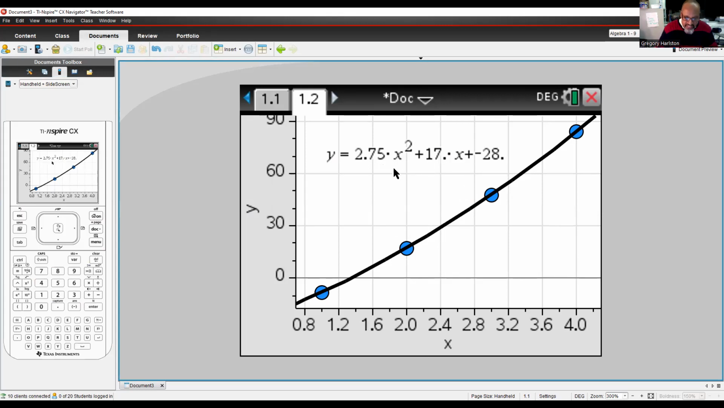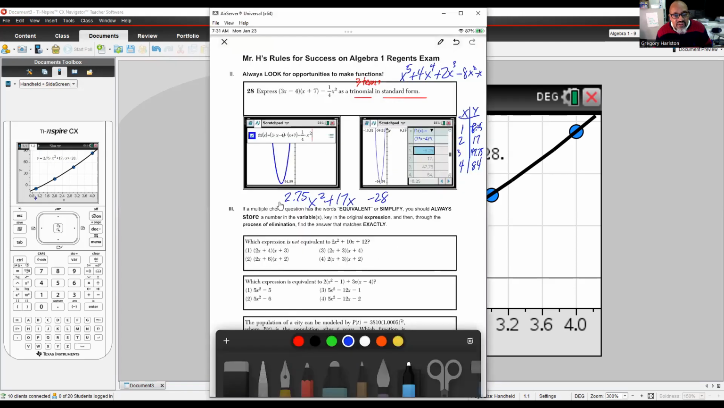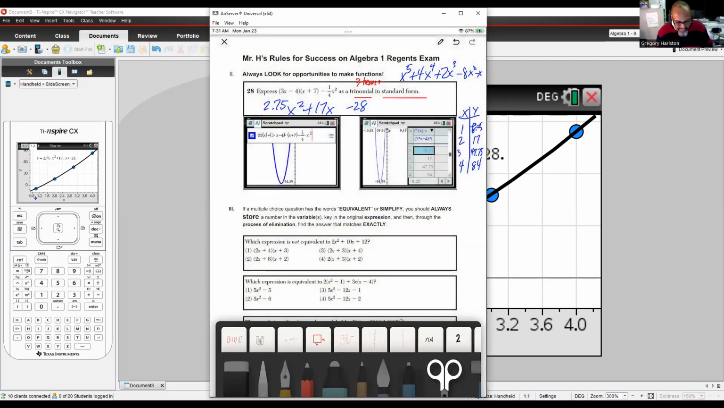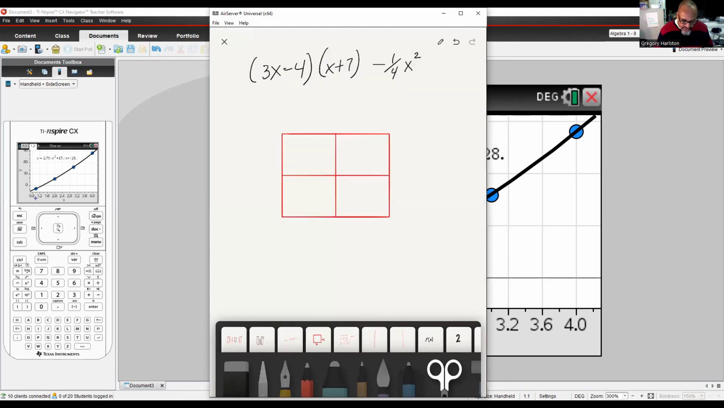So the answer for this is going to be 2.75x squared plus 17x minus 28. And it is in standard form. The 2 is first, the 1 is second, and the constant is last. So that's it. If I go back over here, I've written that down. This would be my answer for this question. Actually, let me copy it. This would be my answer, and I would write it right up here. Now, if I just did all of that, they would give me half credit because I didn't do it algebraically. Now I'm going to show you how you would do it algebraically.